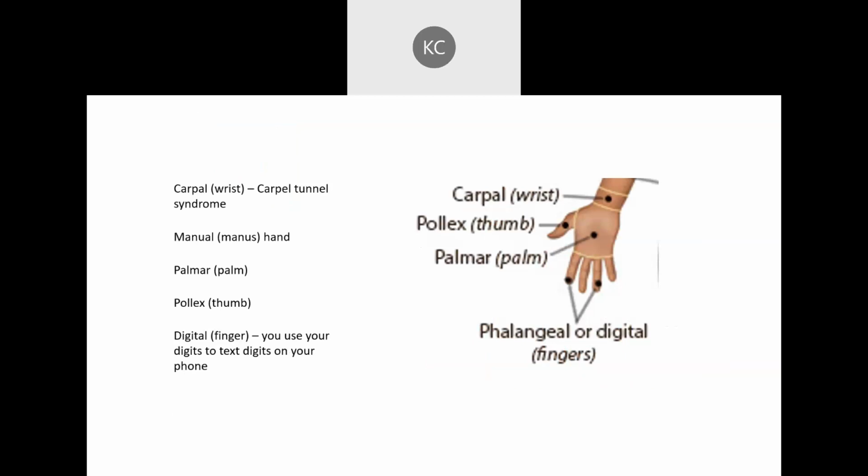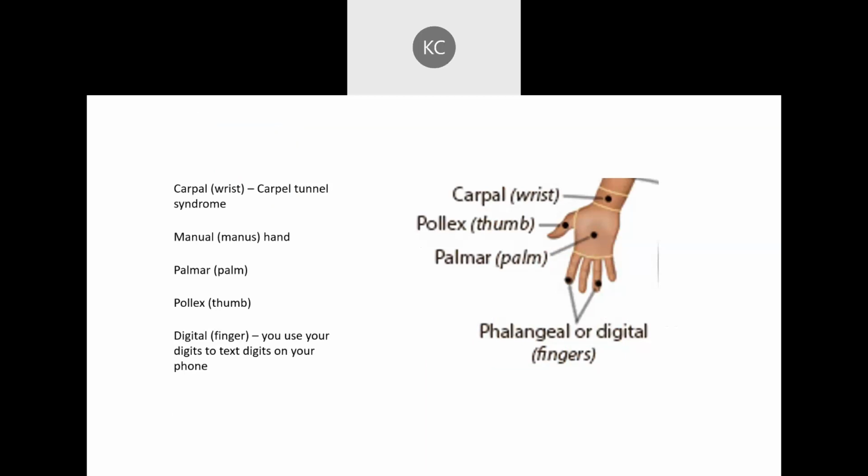Okay, manus is referring to hand, or manual. Palmar is referring to palm. Pollex is referring to thumb. We'll have a similar one on the foot called the hallux, and this is referring to the big toe. And then digits are referring to your fingers and toes. Okay, so you use your digits to move into text.